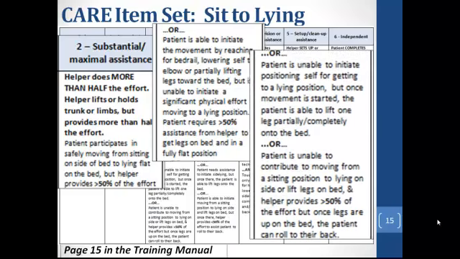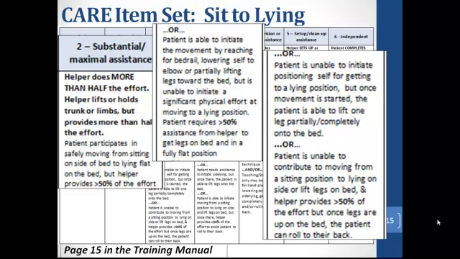Or the patient is unable to initiate positioning themselves for getting to a lying position, but once the movement is started, the patient is able to lift one leg partially or even completely onto the bed. Or maybe the patient is unable to contribute to moving from a sitting position to lying on the side or lift the legs on the bed, and the helper provides greater than 50% of the effort. But once the patient's legs are up on the bed, the patient can roll to their back.